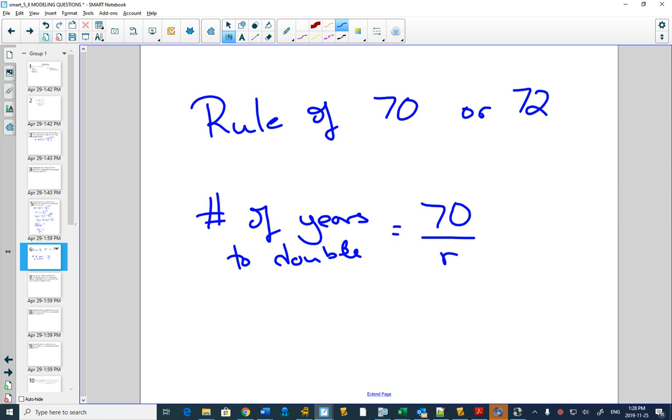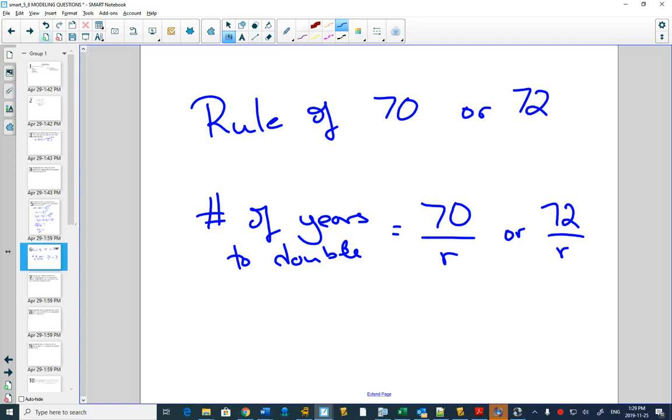When we had 7%, what did we actually find how long it took to double? 9.9 years. If you put a 7 in here, what's 70 divided by 7? 10. It's a really good estimate. If you got 10% interest, it would only take 7 years to double. The reason why it's sometimes called the rule of 72 is because if the number divides nicer with 72, you use 72. If it divides nicer with 70, you use 70.